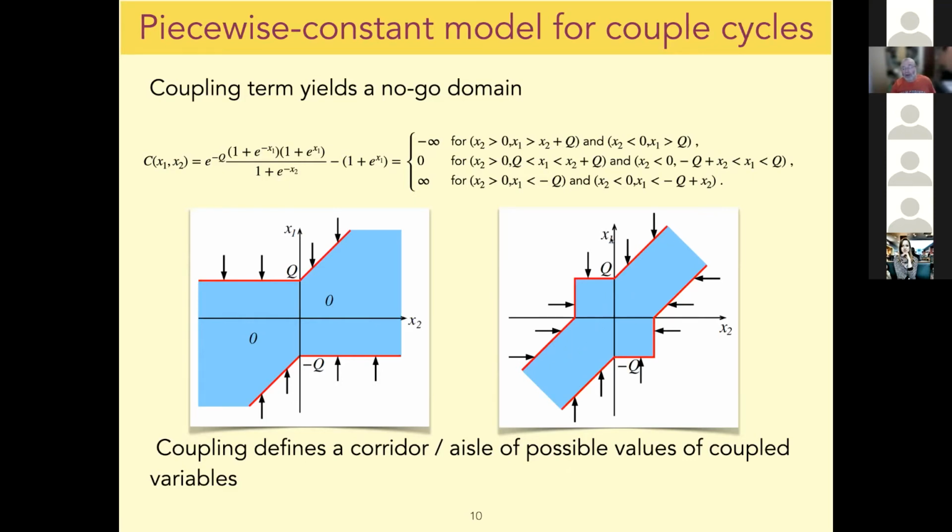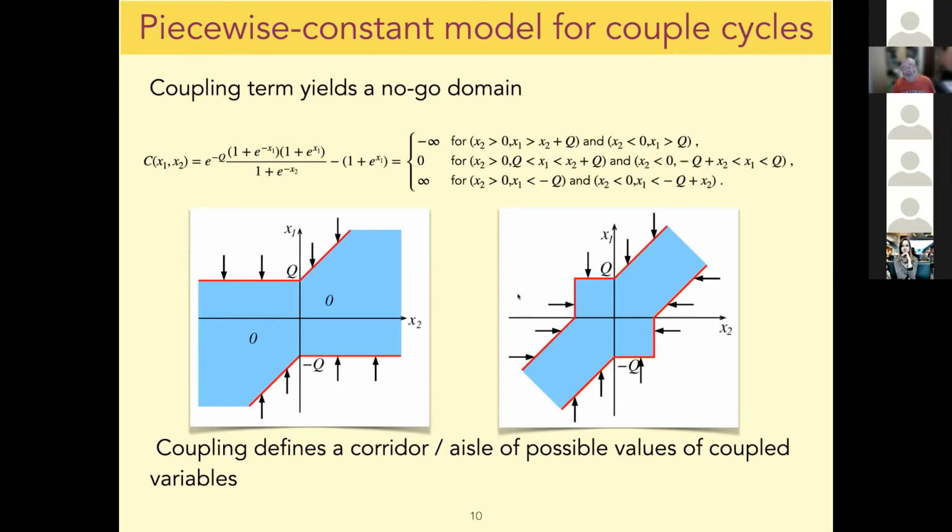This is where the two variables x1 and x2 can move, and if they move here in the middle, there is no action of coupling, and there are only borders. If you touch the border, you can then go along the border, or you will be reflected, depending on conditions. So the coupling defines a corridor of possible values of the coupled variables, and it works only on these borders.